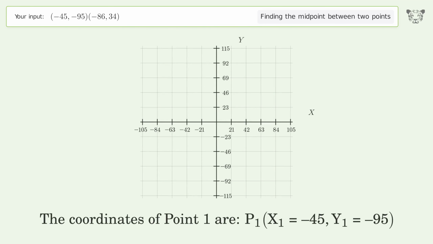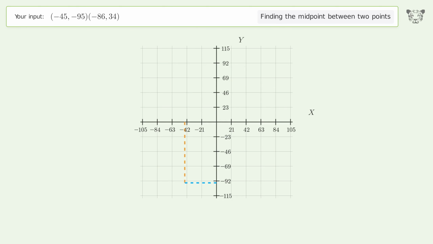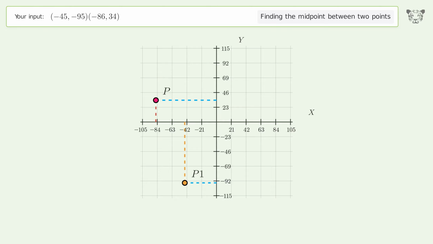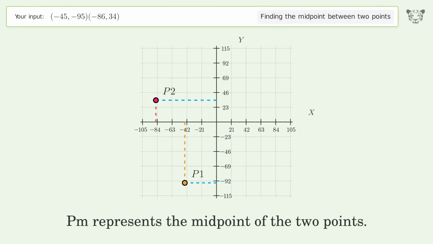The coordinates of point 1 are x1 equals negative 45, y1 equals negative 95. The coordinates of point 2 are x2 equals negative 86, y2 equals 34. PM represents the midpoint of the 2 points.